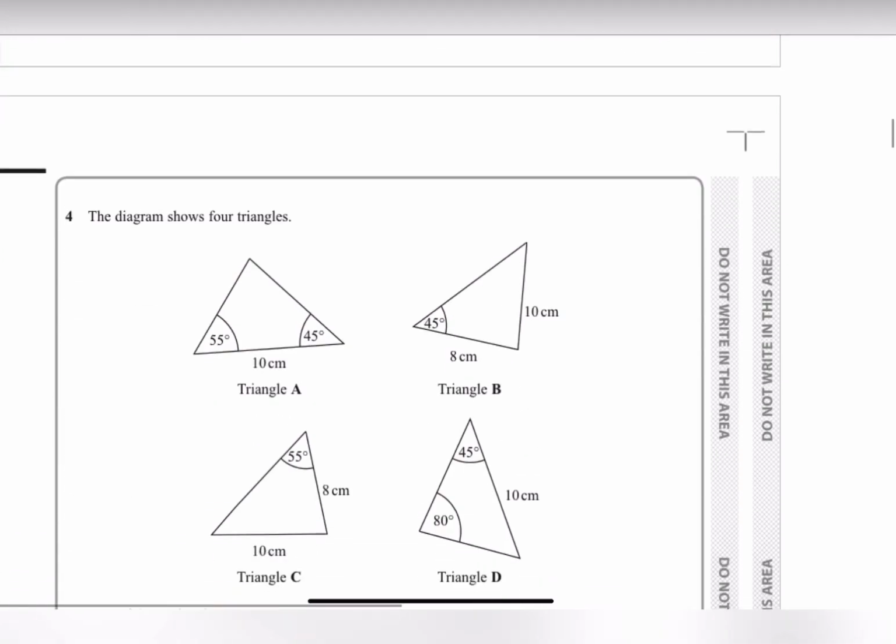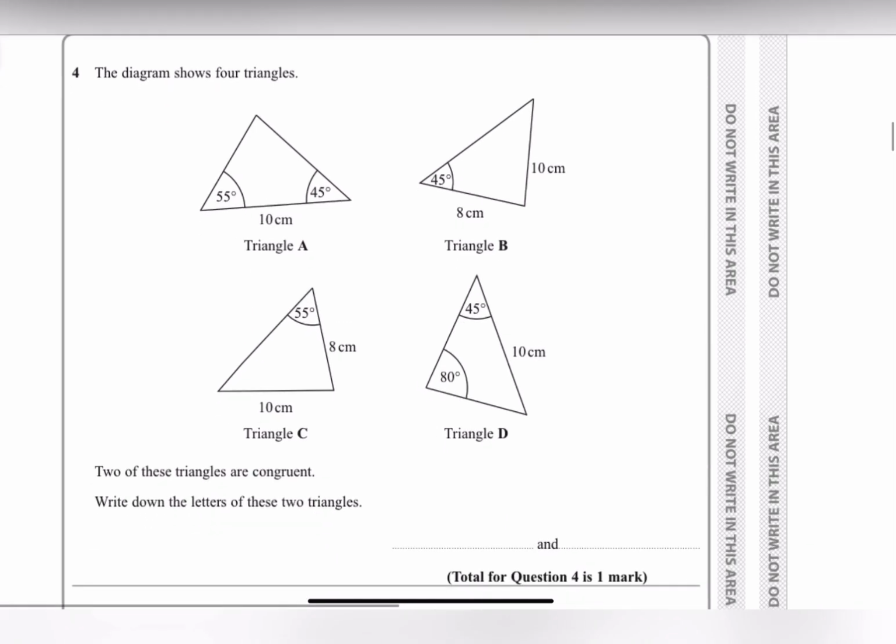Now let's move into the next one. The diagram shows four triangles, triangle A, triangle B, triangle C, and triangle D. Two of these triangles are congruent. Write down the letters of these two triangles. So you have to find the congruent triangles from the figures that are given. So our criteria are the angles should be same and then the sides should be also same.